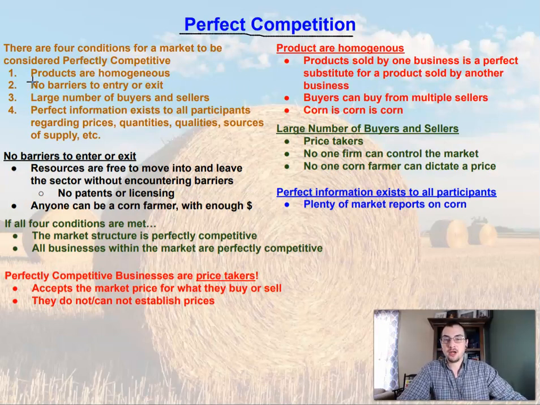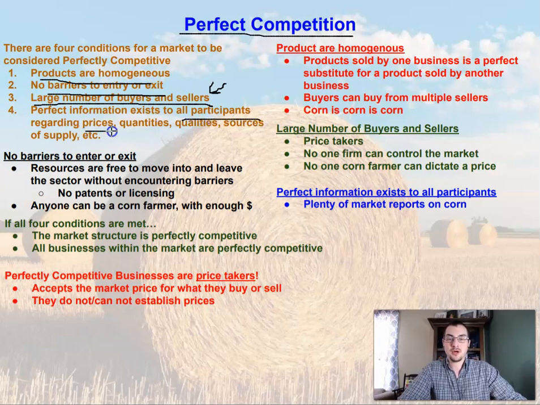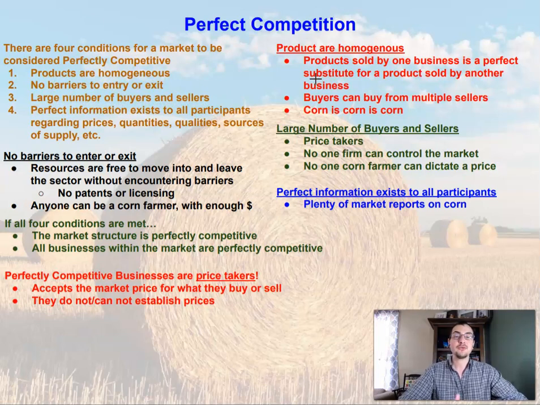First off, products are homogeneous. There are no barriers to entry or exit. There is a large number of buyers and sellers, and this is arguably one of the most important aspects of perfect competition. And perfect information exists to all participants regarding prices, quantities, quality, sources of supply, etc. So let's go ahead and break down these 4 different components.